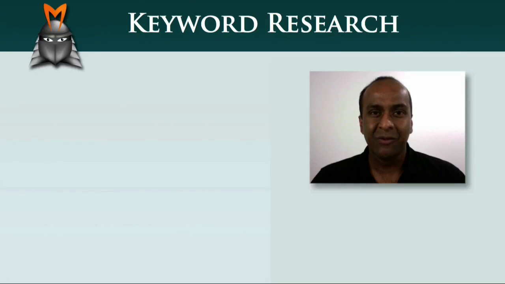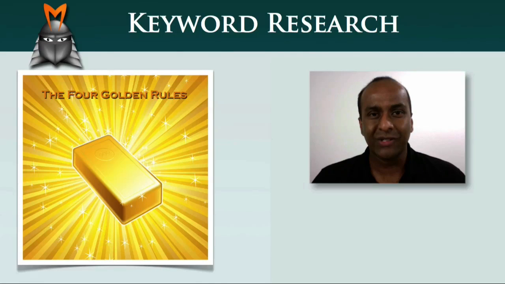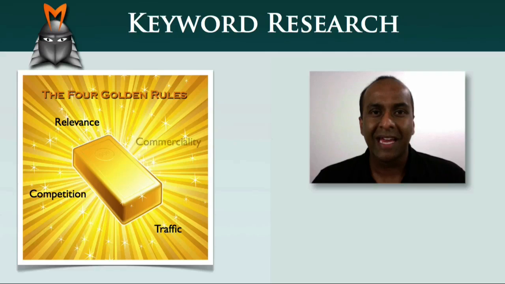In this video, we'll be bringing together the 4 golden rules of keyword research. We'll also be taking a look at a real-world example, which will show you exactly how to use Market Samurai to find the best keywords to target in your online business. Just to reiterate, the 4 golden rules of keyword research are relevancy, traffic, competition, and commerciality.